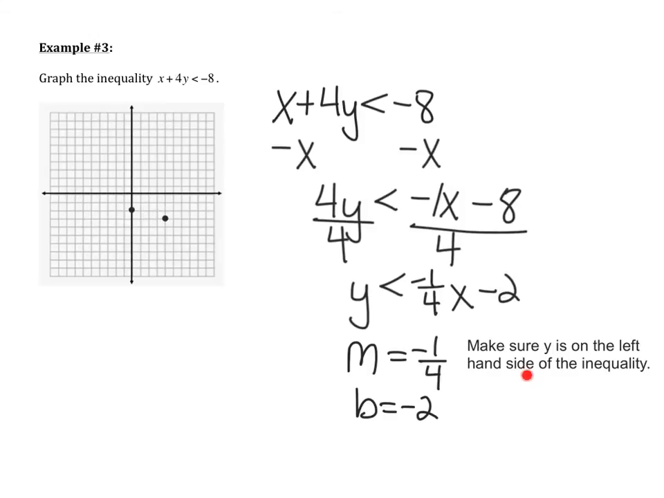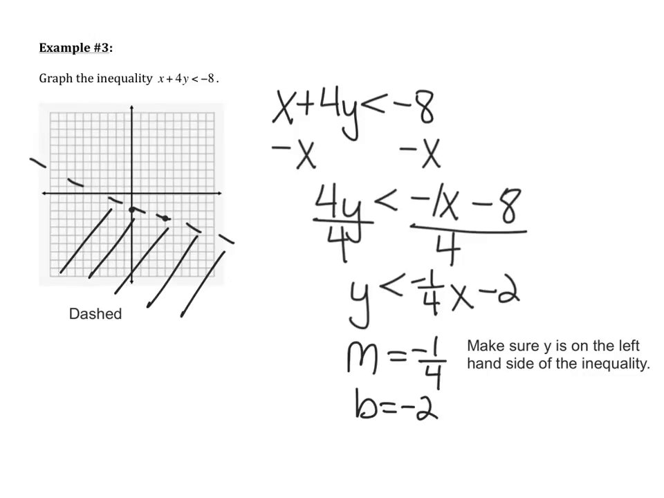Since ours is, then I will look at that inequality. I have a less than symbol. It is not equal to, so that means it's going to be a dashed line. So to draw the dashed line, I'll just simply dash my line instead of drawing a solid line. Since it was less than, then I need to shade below it. So I'll just take my pencil and shade below it.